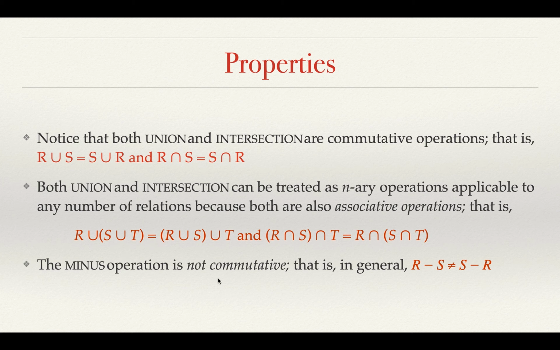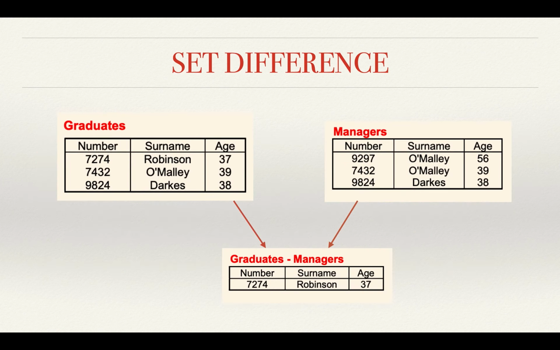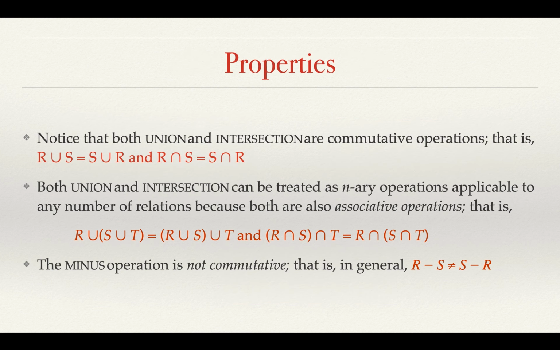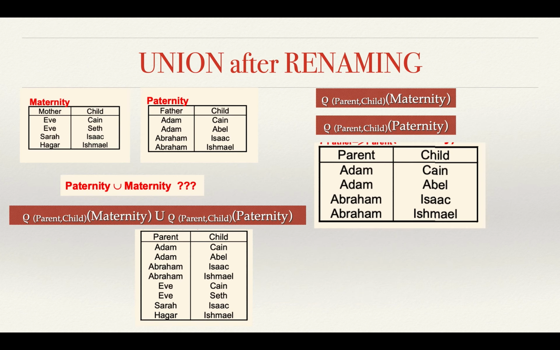Next, the minus operation is not commutative. That is, in general, R minus S is not equal to S minus R, which we have seen from this example. Student minus instructor is different from instructor minus student. So set difference is not commutative.